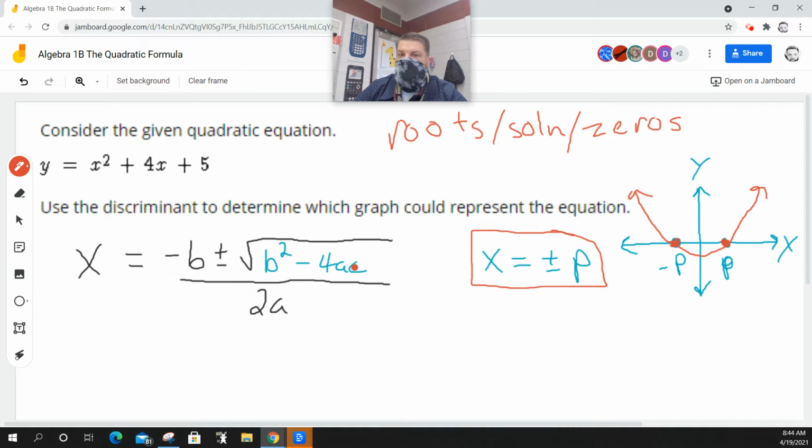Well, the interesting thing, one thing we haven't really talked about, is that sometimes this b squared minus 4ac can be negative, and we can't take the square root of a negative number. So sometimes you'll be asked, especially on the SAT, to use the discriminant to determine if it has real number solutions or imaginary. Now, imaginary and complex numbers is how you deal with taking the square root of a negative number.